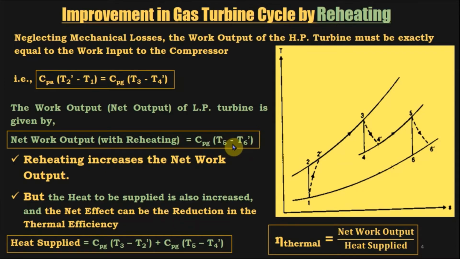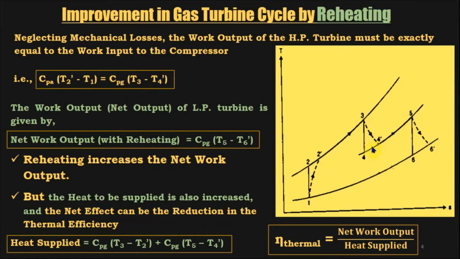What essentially we are doing is, we take the difference between the specific enthalpies at the state points. Net work output with the reheating is equal to Cp of gas into T5 minus T6 dash. You can make use of this equation when the work developed by the first stage high pressure turbine is exactly equal to the work required to drive the compressor.